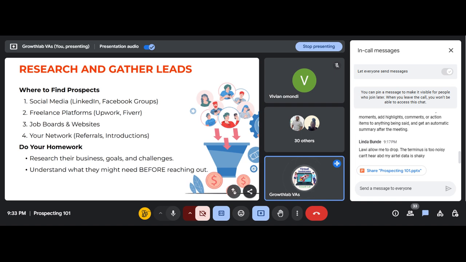Once you've pinpointed your prospects, do thorough research about them. Try to understand their business, what their goals are, and try to pick on the challenges that they are facing. And remember, we said pick on challenges you can solve. If their challenge is lack of funds, for example, that's not something you can solve.